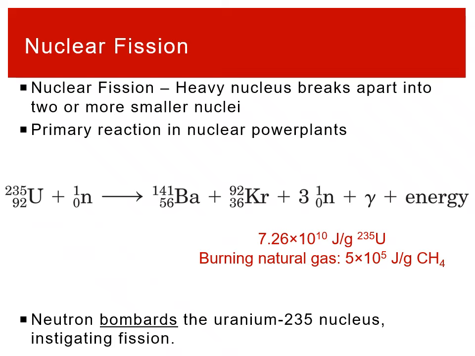In functional nuclear power plants, fission is the main process that we use. So uranium-235 is a potential candidate. You shoot a neutron at it. The neutron bombards the uranium-235 nucleus, and fission is instigated. So you can see that we start with one large nucleus, and then we get two products out, so two daughters, barium-141 and krypton-92 in this case.